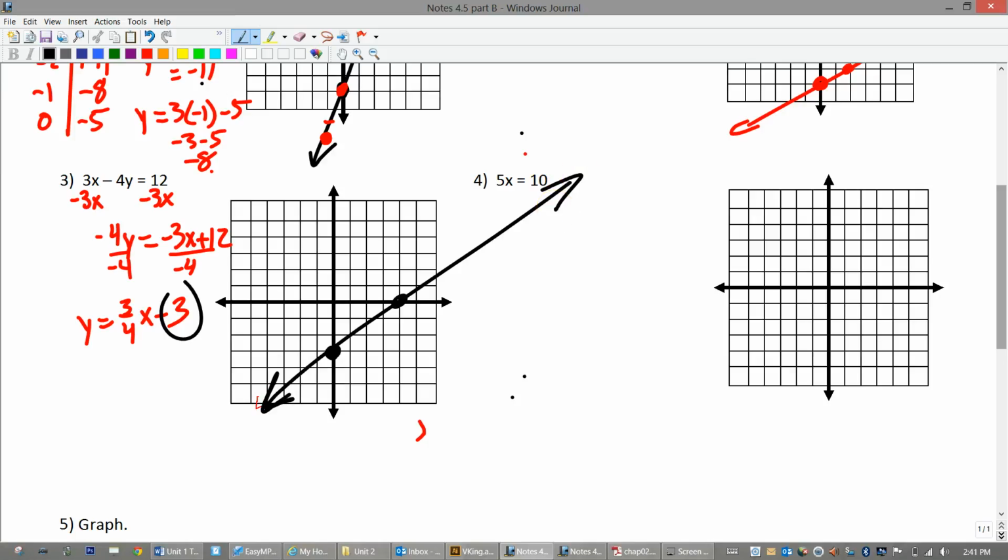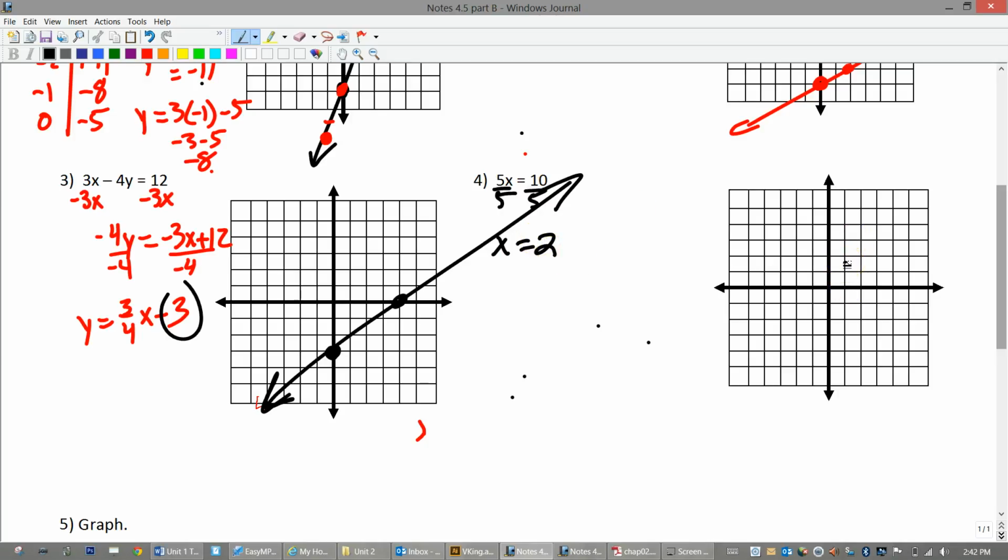Okay, number 4. What is the problem with number 4? Why is it different? What's the deal? There's no y. Okay. So what are you feeling? If it's x by itself, the slope is not 0. It's actually undefined. Let's solve it for x. Might as well just solve it, because if we solve it for x, then we know what all the x values are on the equation or on the graph.